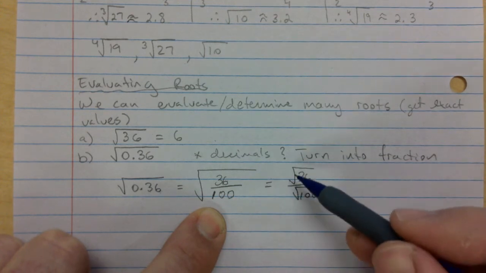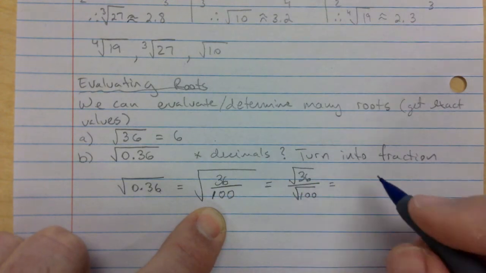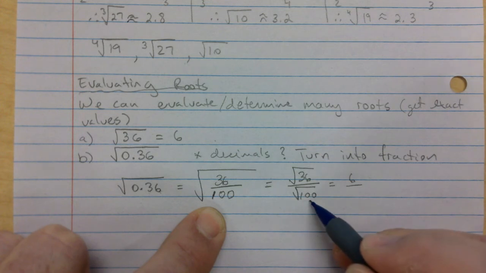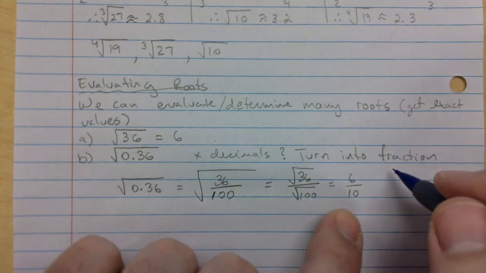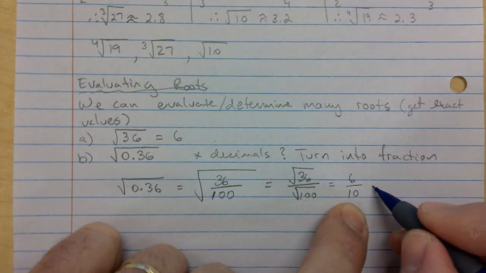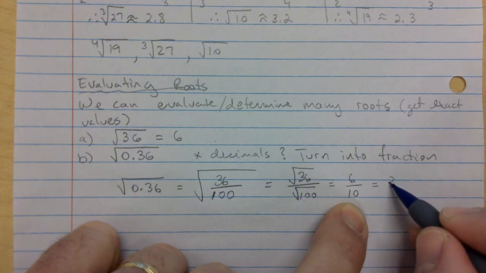And this goes for any power, any index, right? I know that the square root of 36 is 6. They're both perfect squares, so the square root is 6 out of 10. And that you need to reduce. You need to reduce your fractions, right? So 3 goes into 6 2 times.